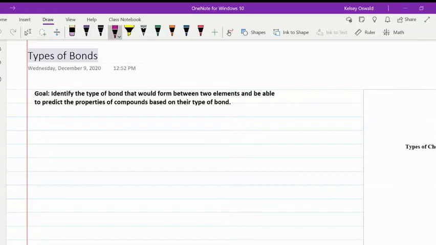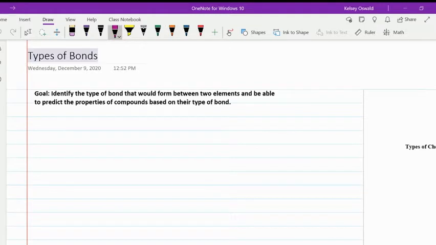Okay, so today we're going to start chapter 6, and we're going to start by looking at different types of bonds. So our goal for today is that we will be able to identify the type of bond that would form between two elements and be able to predict the properties of compounds based on their type of bond. Yesterday in our lab, we got a brief introduction to these types of bonds and their properties.